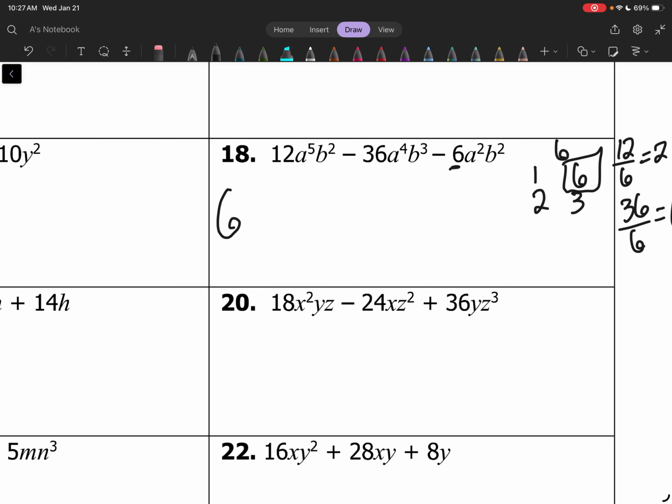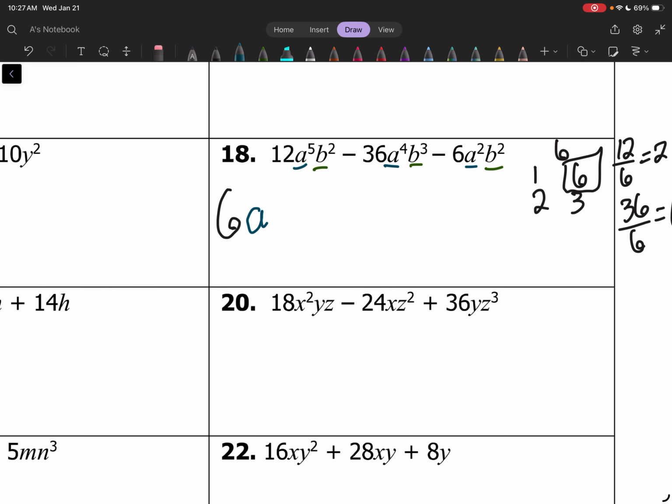Now let's look for variables. I have A's and I have B's. Now if you notice, in the previous problems you would have 2 A and B terms, and the highest power has been 2. In this case, I have an A to the 5th power. So here's what I'm going to do. I know I can pull out A, because A is in all 3 terms.